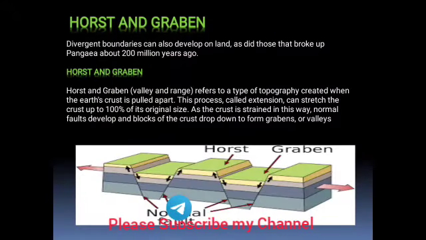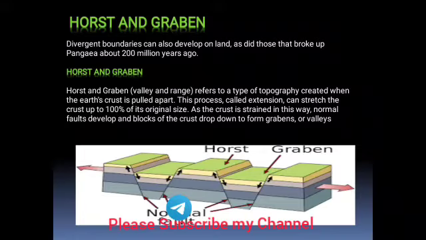Next one is the HORST and GRABEN. Divergent boundaries also develop on land. Not only in the ocean, they also develop on land. When this happens, that time the HORST and GRABEN are formed. HORST and GRABEN refer to the topography that is created when the earth's crust is pulled apart.